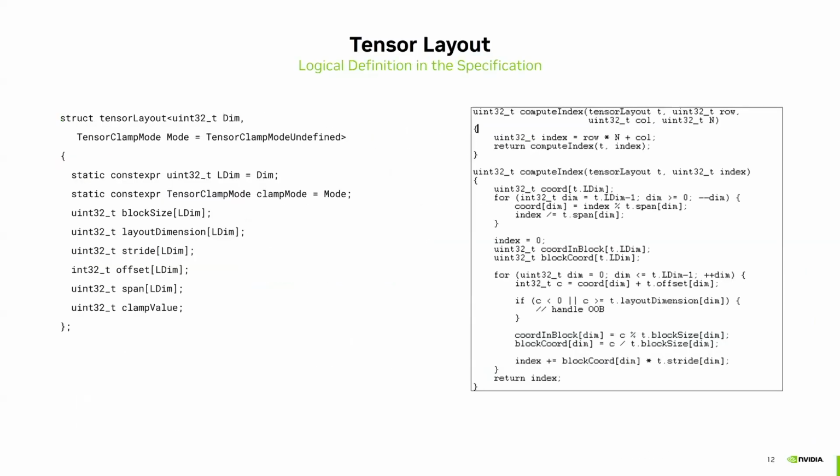So this is the spec's logical description of the tensor layout state and the addressing calculations. I'm not going to go into detail, but the spec is really clear and precise about how the addresses are calculated. And it looks expensive in its full generality, but like I said, in practice, the common cases are still really efficient.